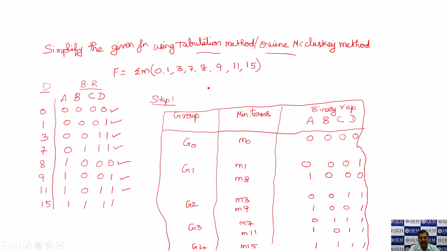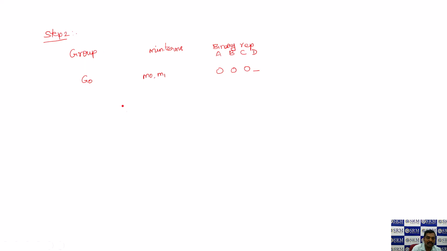Now same thing. So I'm going to check again this M0 with M8. So let's see. 0, 0, 0, 0 for M0 and for M8 1, 0, 0, 0. The first bit is varied. That is A is varying, B is same, C same, D is also same. Hence I am going to mark this, M0 with M8, the first bit is varying, hence I am marking this as hyphen, then 0, C is 0, D is 0. Okay.